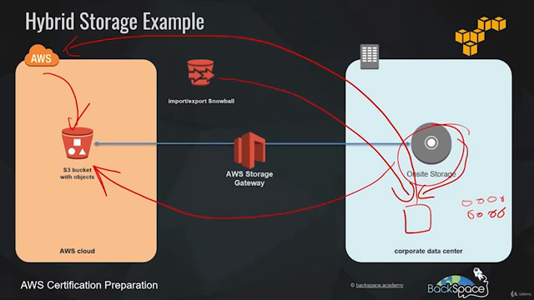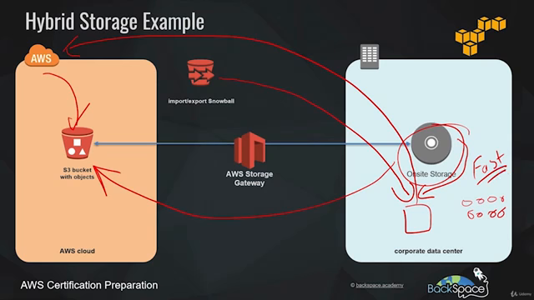And so then you've got the advantage of having all of the durability and availability of Amazon S3 as a disaster recovery solution. But at the same time, you've got high-speed access to your data, which is cached on the corporate data center.